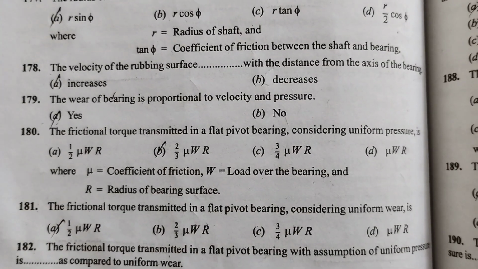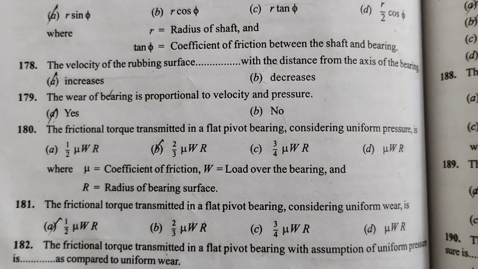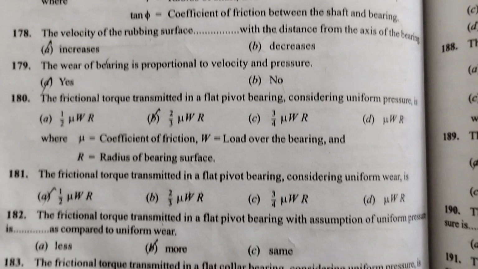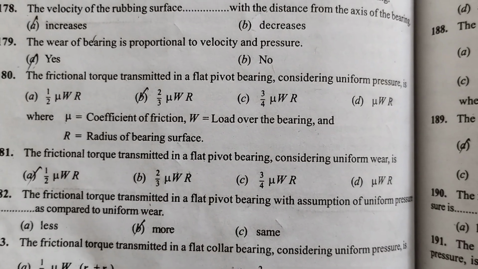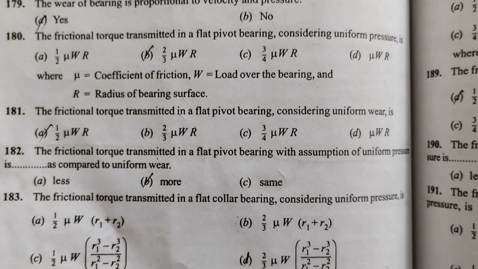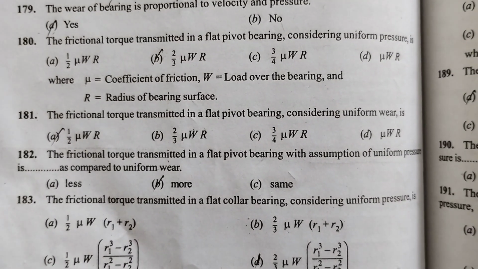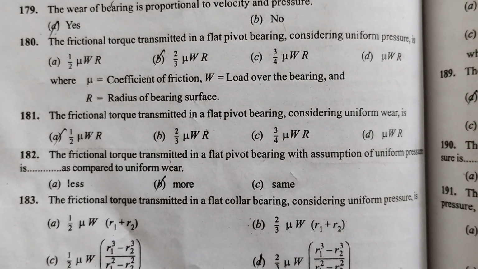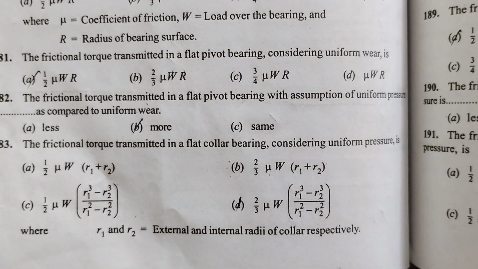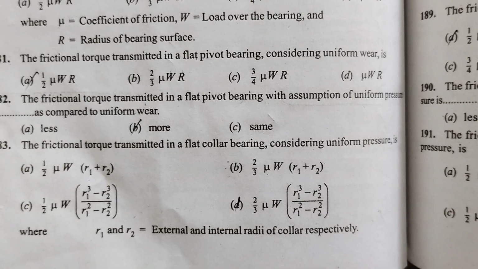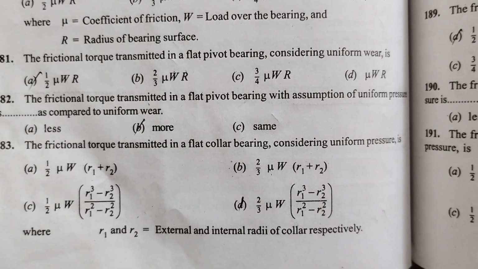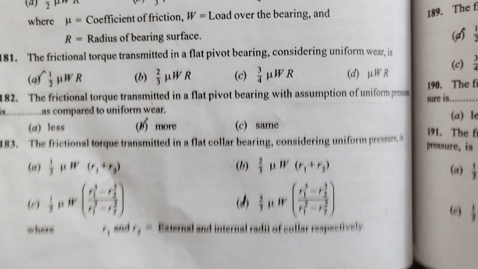The frictional torque transmitted in a flat pivot bearing considering uniform pressure is 2 by 3 mu W R. The frictional torque transmitted in a flat pivot bearing considering uniform wear is 1 by 2 mu W R. The frictional torque transmitted with the assumption of uniform pressure is more compared to uniform wear. The frictional torque transmitted in a flat collar bearing considering uniform pressure is 2 by 3 mu W (R1 cube minus R2 cube) by (R1 square minus R2 square).